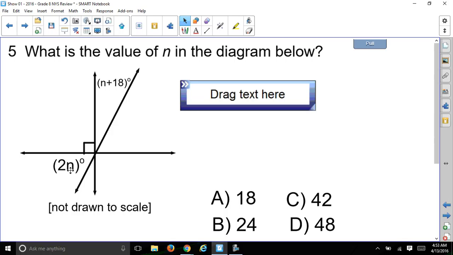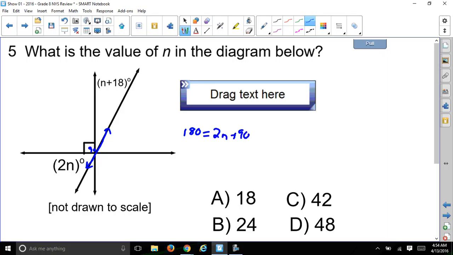So here we have 2n. We have a little square here, and that's a 90-degree angle. And we have n plus 18. So the first thing I notice is it's on this straight line here. I remember that a line is a straight angle, and a straight angle equals 180 degrees. So since I have this line here, and that equals 180 degrees, let's see what we got. Well, we got the 90 degrees, and we got the 2n, and we got n plus 18. All of that has to add up to 180 degrees.